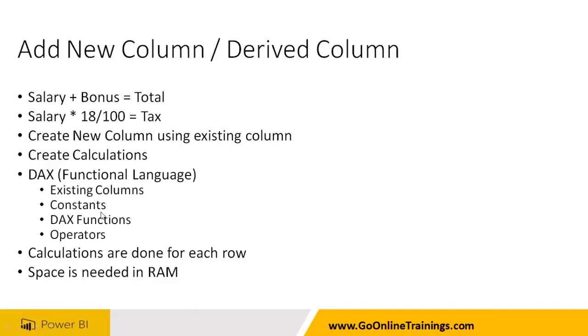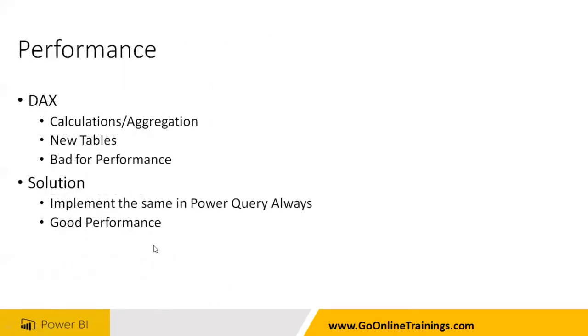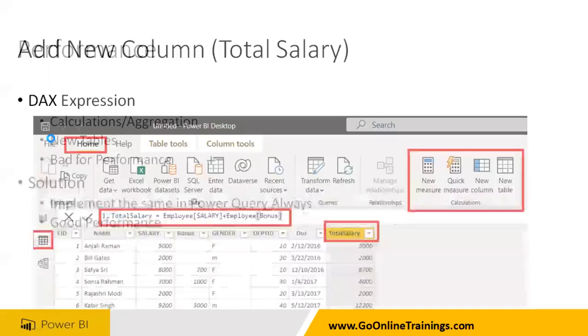Existing columns, constants, DAX functions, operators, all of them. We can have calculations done for each row. Space is needed in the RAM, especially for the table and the column. So if I want to have calculations, aggregations, or new tables, it is bad for performance. The solution: implement the same in Power Query always, and it will give you good performance in Power Query over DAX.